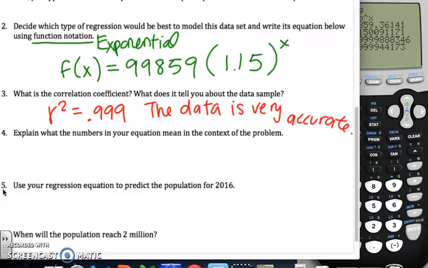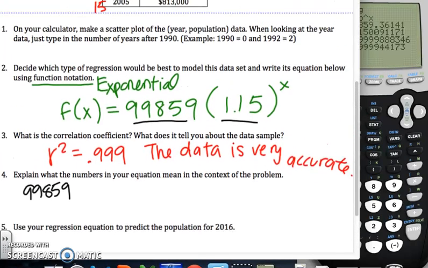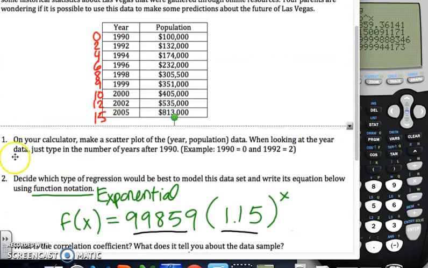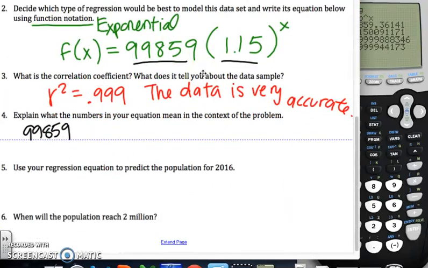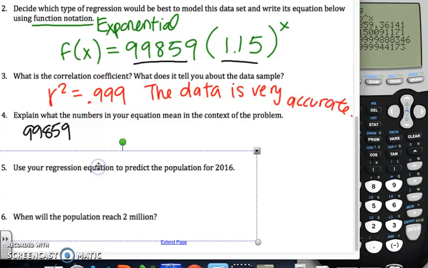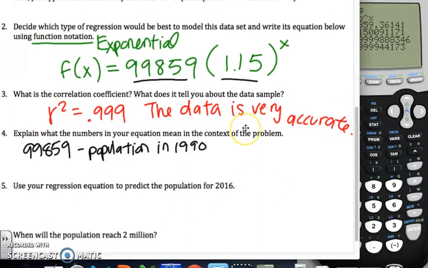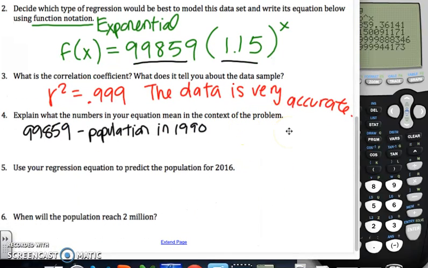Okay. Number 4, explain what the numbers in your equation mean in the context of the problem. So I need to talk about this number and this number. So that 99,859 is my initial value, and the initial value in the problem is the population at my starting year, which was 1990. So that number is going to mean the population in 1990, which is really close to what it actually should have been, which was 100,000, okay?